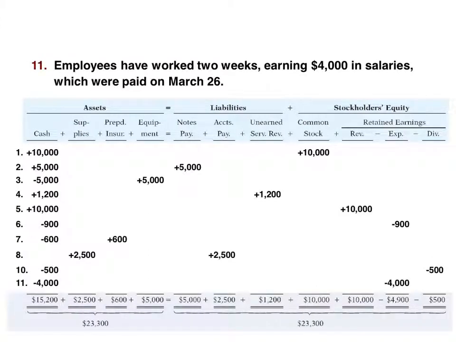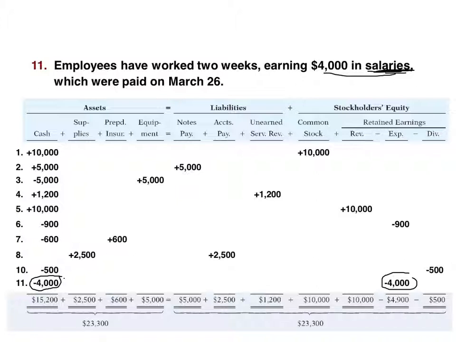And lastly, we pay the employees $4,000 in salaries. Now they work for us. We pay them in cash, and salaries is an expense. So my cash goes down $4,000, and my expense goes up, but because it's a reduction of retained earnings, it's also a negative $4,000.